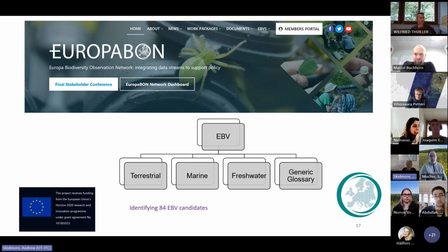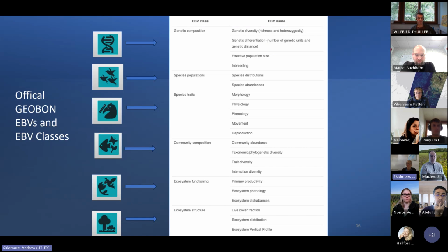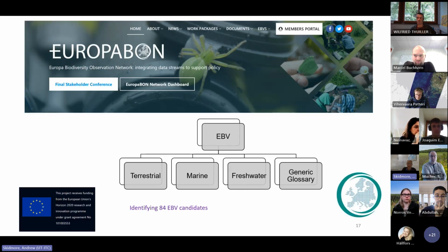But more confusingly, they've actually identified 84 EBV candidates. So rather than having the 20 or so EBVs, right, which is the number officially in GeoBON, the Group on Earth Observations Biodiversity Observation Network, here we've got 84 proposed by Europe.